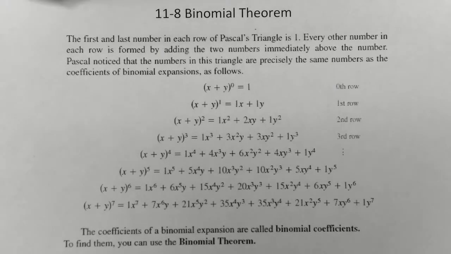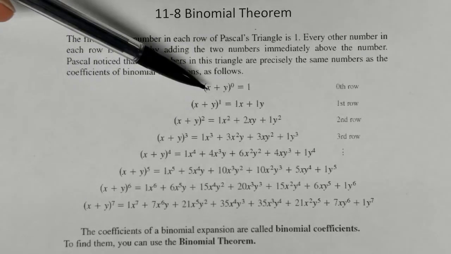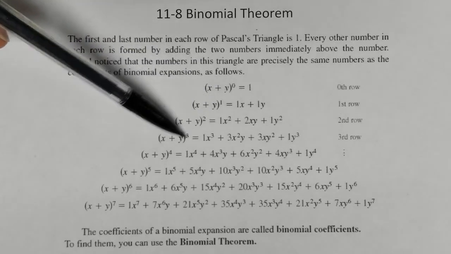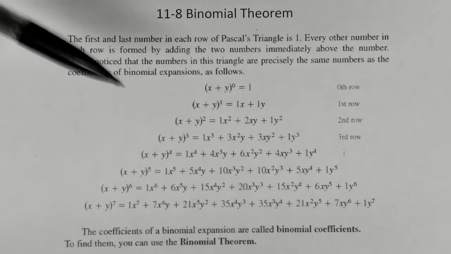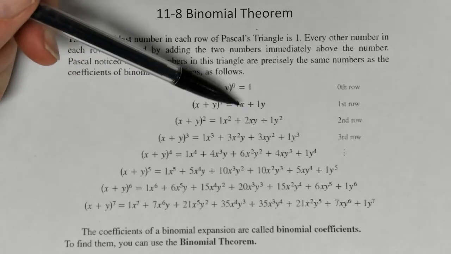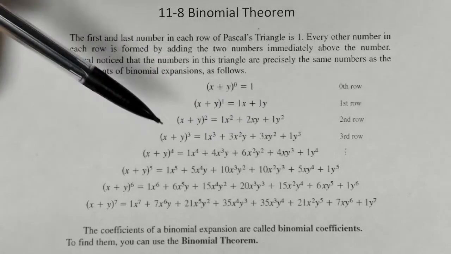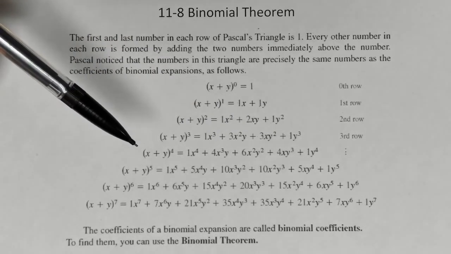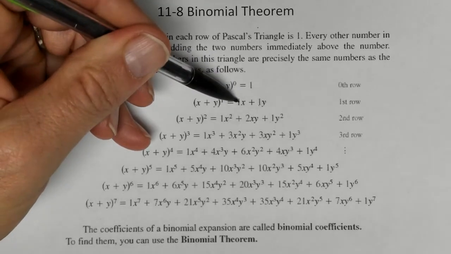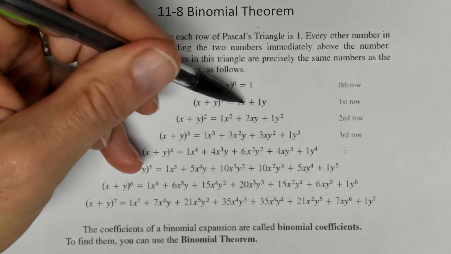Okay, so for example, what we've got here is a little chart with x plus y, that binomial raised to different powers. Here's what we want to notice about this. The coefficients of the terms actually produce Pascal's triangle, the numbers in Pascal's triangle. For those of you who are not familiar with Pascal's triangle, to get the next number in the row, you take the previous two and add them together.